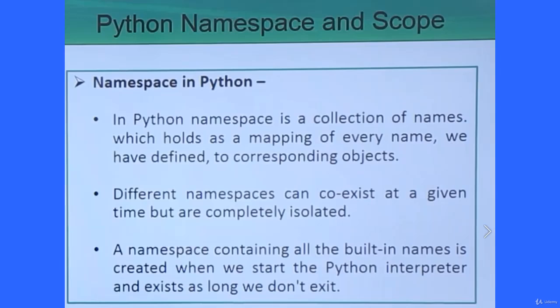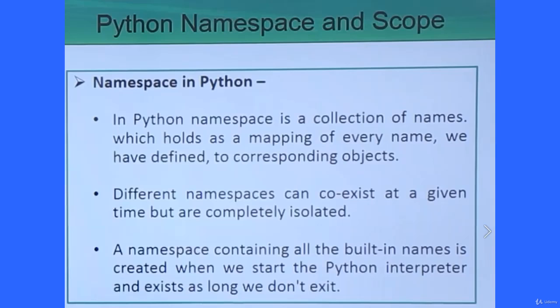Namespace in Python. In Python, a namespace is a collection of names, a mapping of every name we have defined to the corresponding objects. So objects will have different names, and these names will be defined in some namespace. Different namespaces can coexist at a given time, but they are completely isolated.